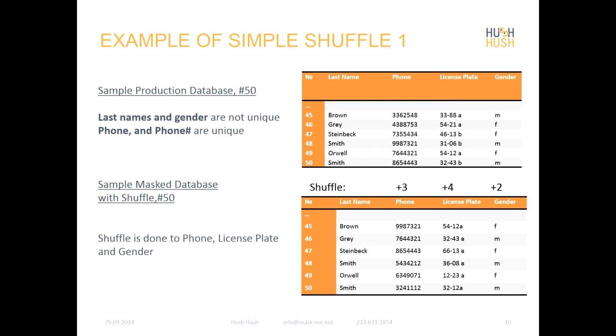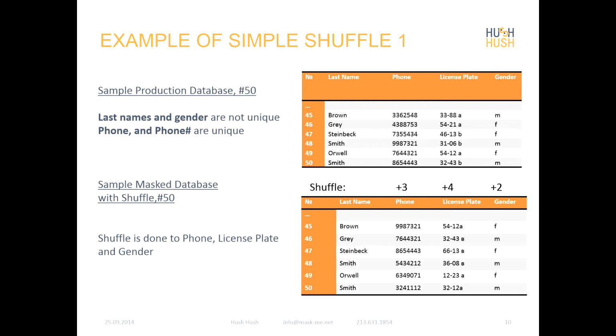Let's look first at the initial database, with the number of records n equals 50 in production. After we mask the data and move it into the development environment, the masked database has the same number of rows, n equals 50, and looks like this. Please note that we employed a different shift for different columns, a +4 shift for the phone, +3 for license plates, and +2 for gender.